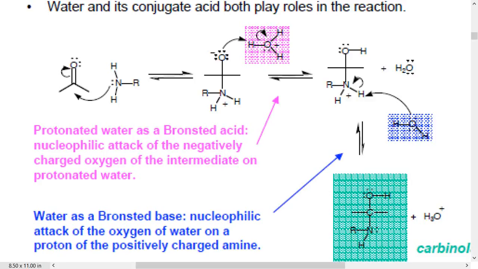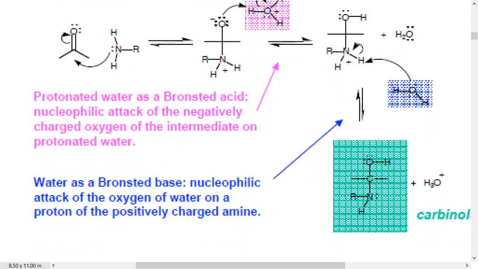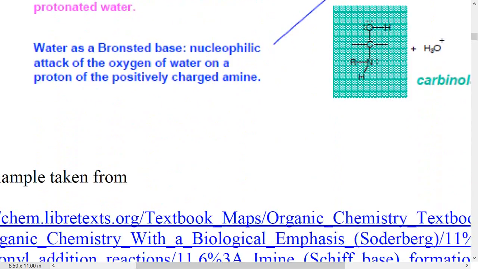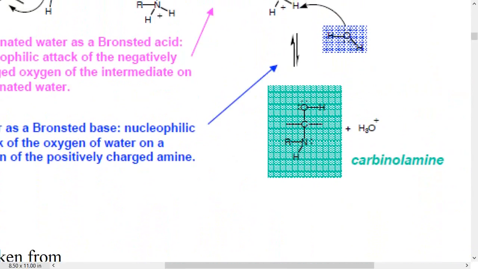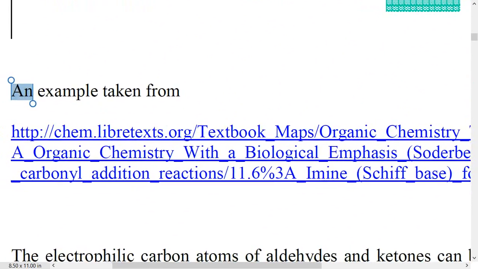And what happened? Water as a Bronsted base, nucleophilic attack of the oxygen of the water, and what does it do? It takes a proton of the positively charged amine. So that's what has happened, and you have got a carbinolamine. So this was the process that happened here. This is what I have shown.